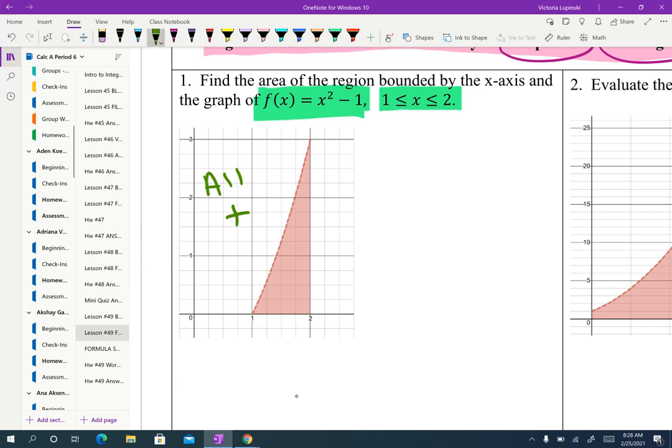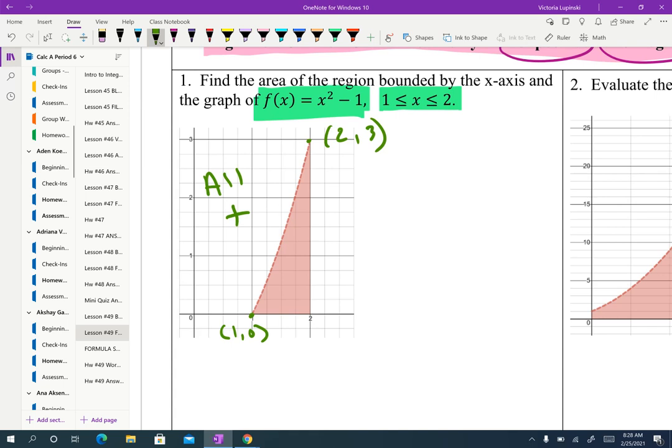Something else you just might want to point out here, so this is the point 1 comma 0, and this is the point 2 comma 3. While we really only care about the x's for integration purposes, if you were asked to graph this on your own, you just might want to be able to find those points so that you could accurately produce that graph. So never a bad idea to kind of review that.